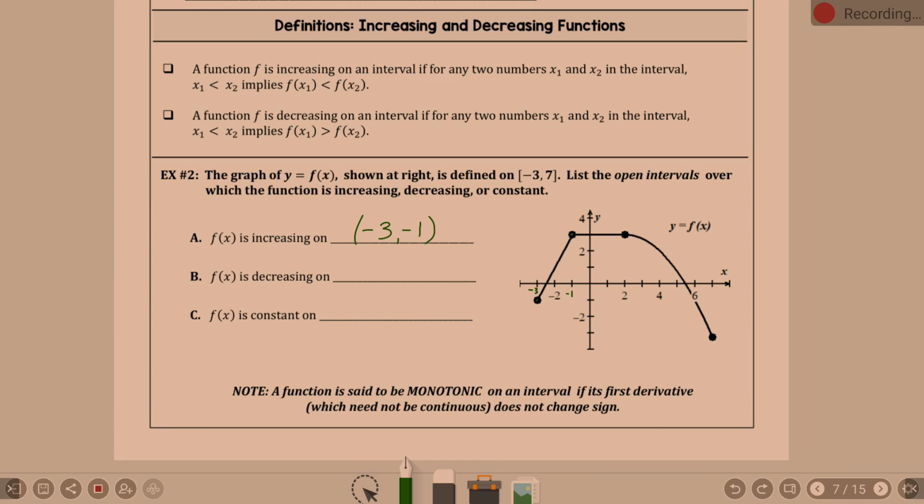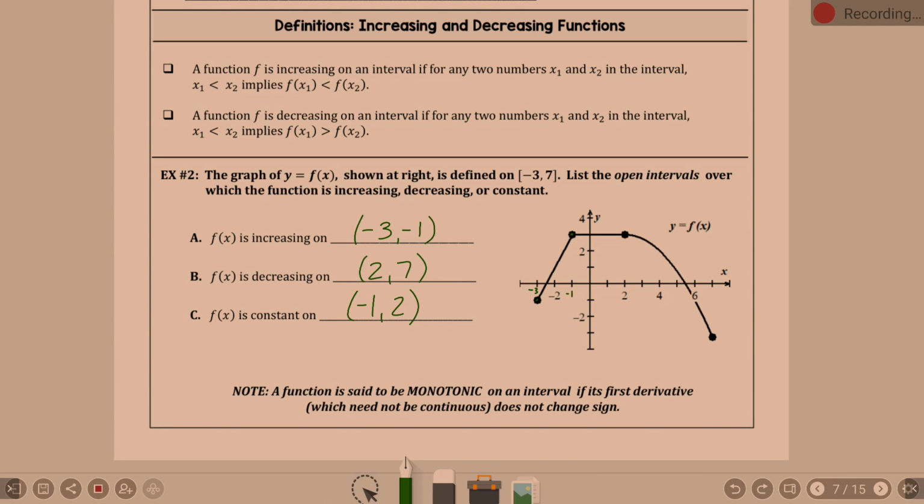2 to 7. Constant? -1, 2. And I'm assuming open intervals, they're specifically saying open intervals because at those points, you don't really say it's increasing or decreasing or constant when it's a point that's meeting.